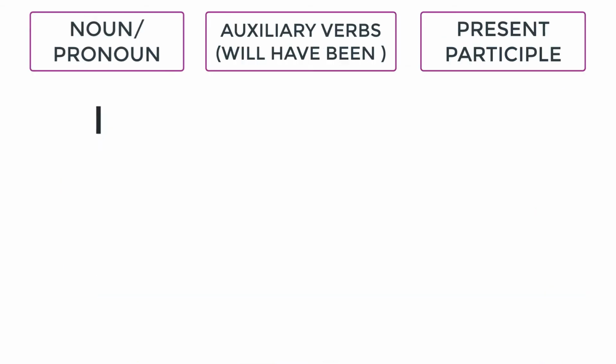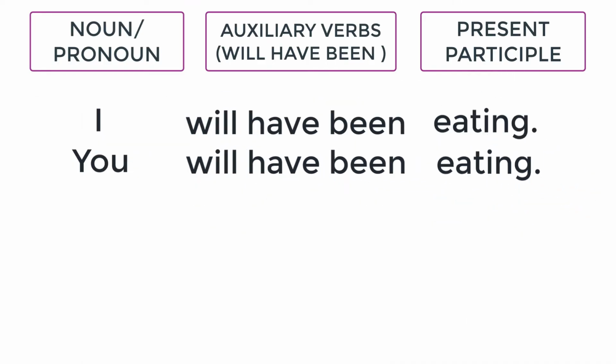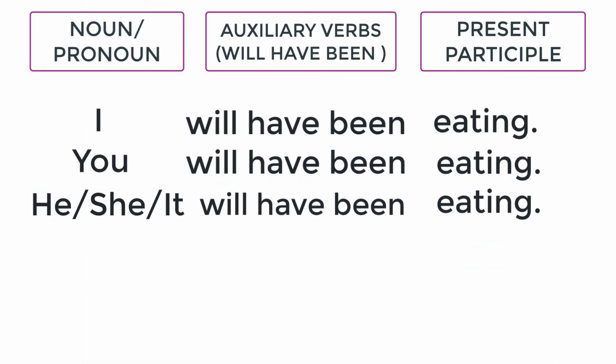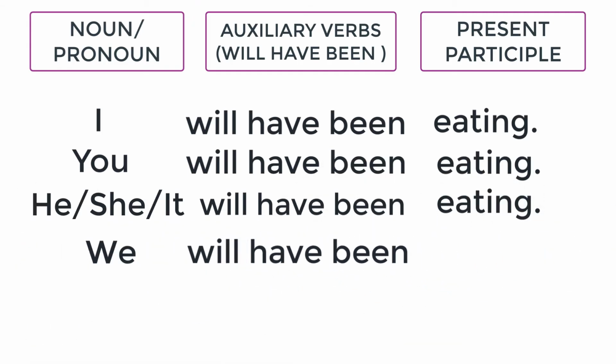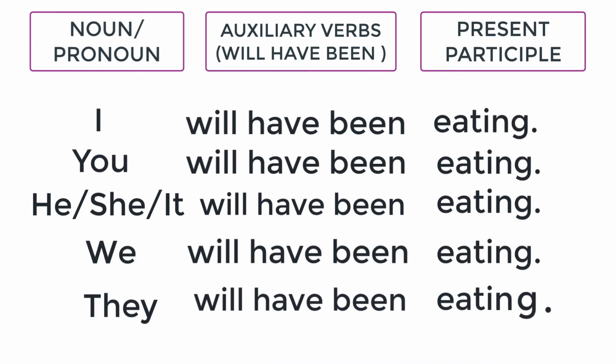With the pronoun I, will have been eating. With the pronoun you, will have been eating. With the pronouns she, he, or it, she will have been eating, he will have been eating, it will have been eating. With the pronoun we, will have been eating. And with the pronoun they, will have been eating.